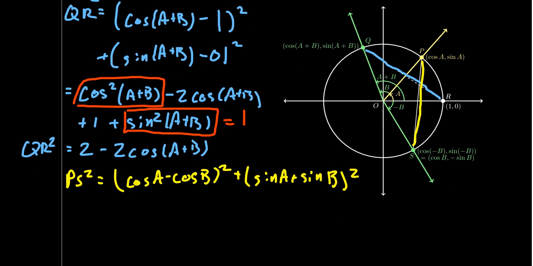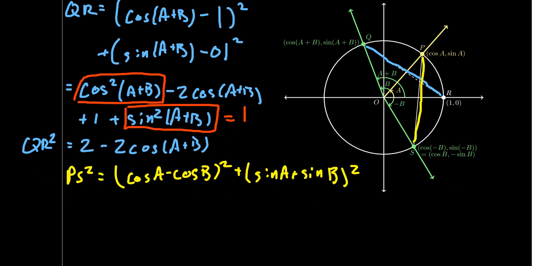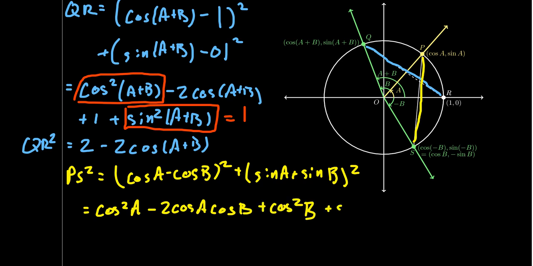And so like we did a moment ago, we're going to FOIL these things out. Upon doing so, we'll get a cosine squared A. We're going to get a negative 2 cosine of A cosine of B. Then we're going to get a positive cosine squared of B. For the next one, we're going to get a sine squared A plus 2 sine A sine B. And then finally, we're going to get plus sine squared of B.